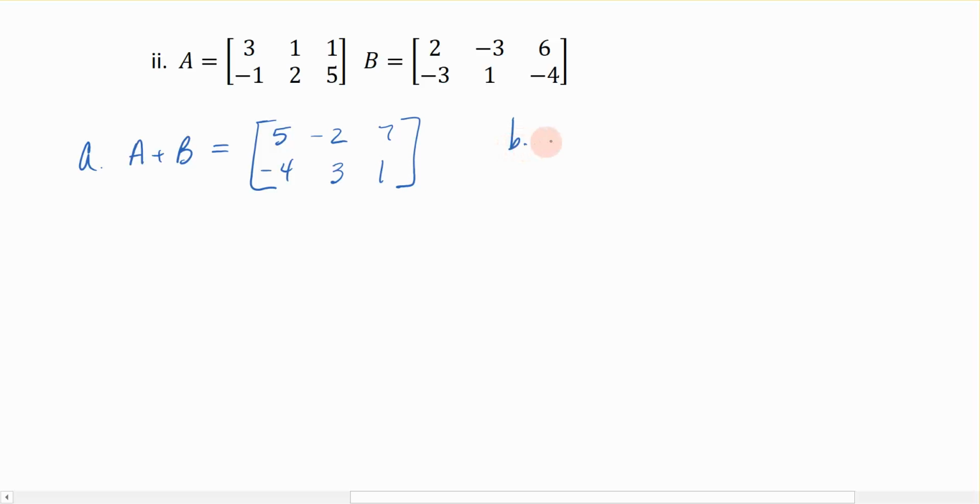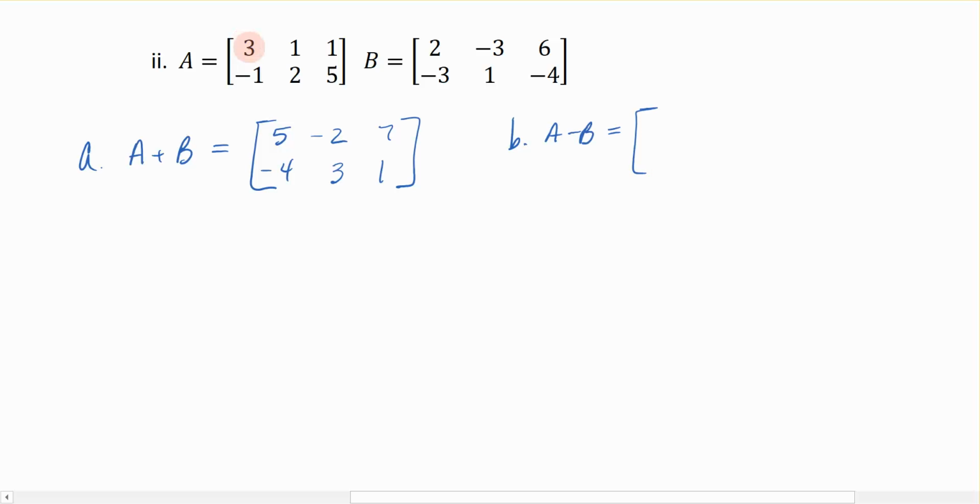Okay, so that's A plus B. Now, remember, addition is commutative, so if I add A plus B or B plus A, it should still give me the same matrix. However, subtraction is not commutative. So what happens when I subtract matrix B from matrix A? I'm still going to end up with a 2 by 3 matrix.